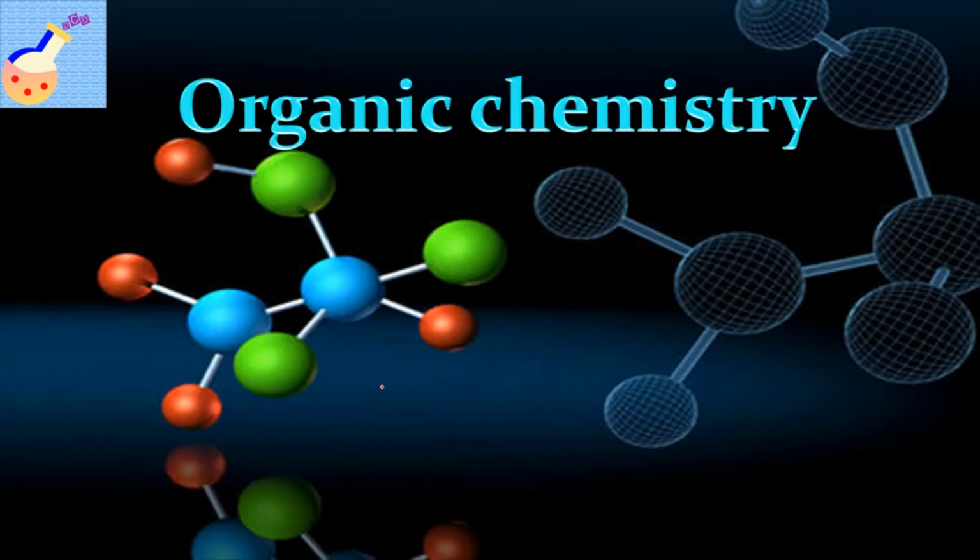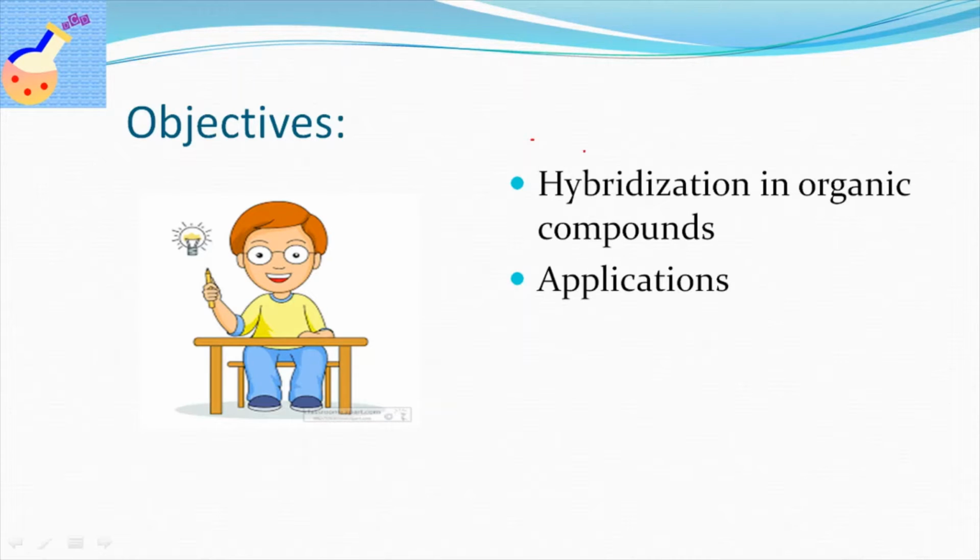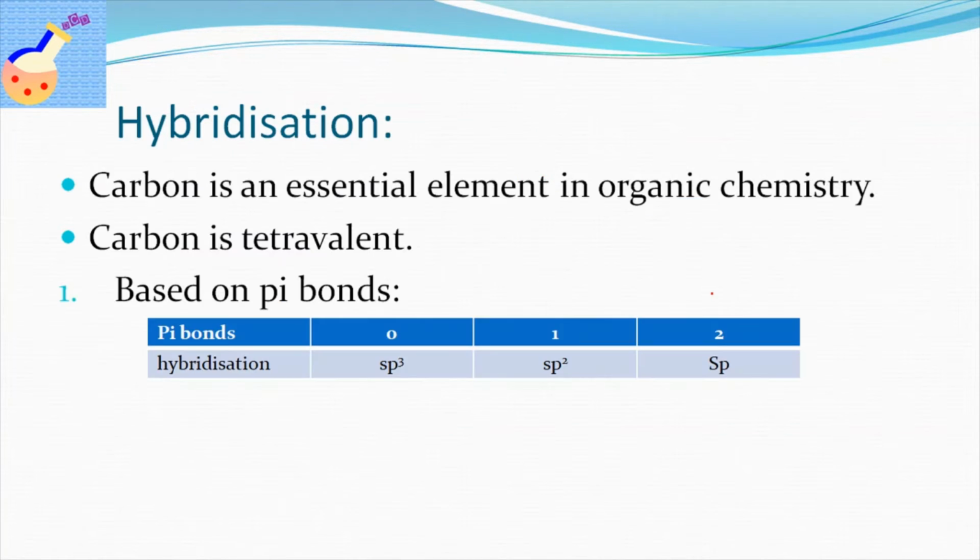In this video, we will discuss another small topic from organic chemistry, and that is hybridization in organic compounds as well as applications. Okay, let us start. So how do you find out the hybridization? We know a simple method that is based on pi bonds. Simply we can count the pi bonds and we can easily identify the hybridization.